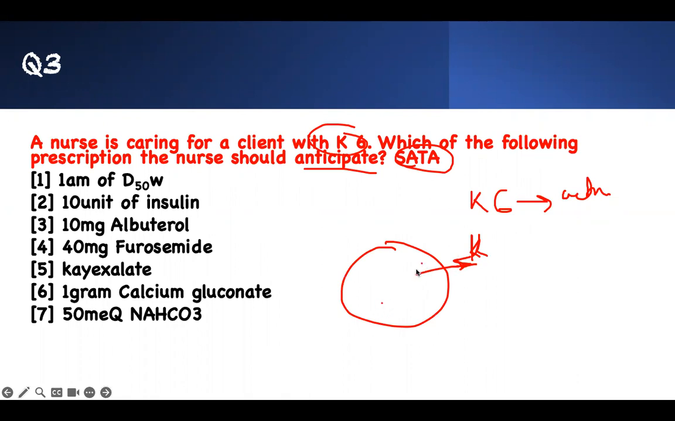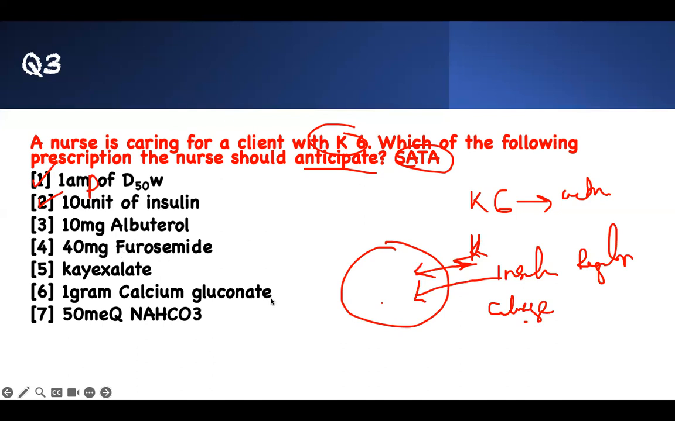How can I put potassium inside the cell? I need insulin. Insulin is number one that pushes potassium inside the cell. It has to be regular insulin, not NPH, not Lispro, not long acting, regular insulin. So 10 units of insulin. Because I'm giving insulin, your sugar will drop, so I need to give you glucose. D50 is okay. This should say an amp.